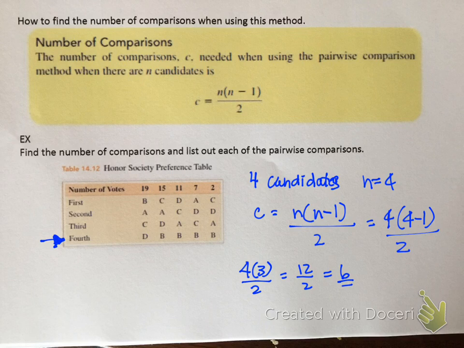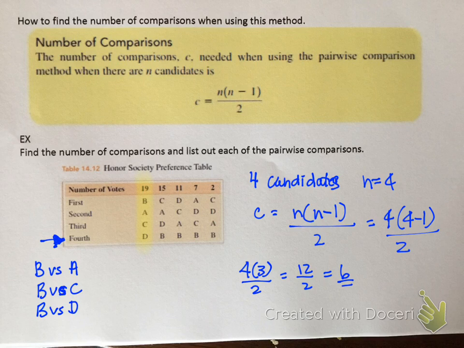The best way to do it is just look at the first preference. So I'm just looking at this column here. And what I'm going to do is start with the first letter. So I have B versus A. And then I go down. B versus C. B versus D. So there's 3 of them.